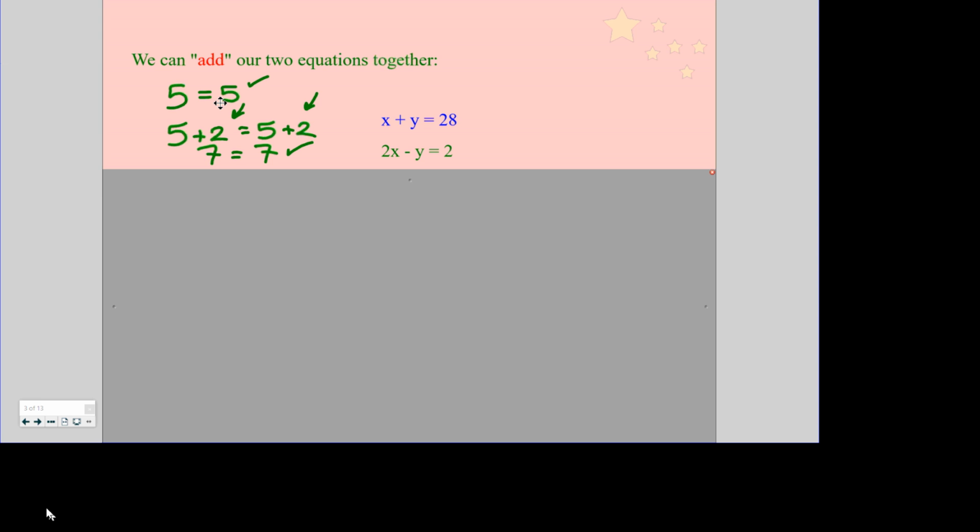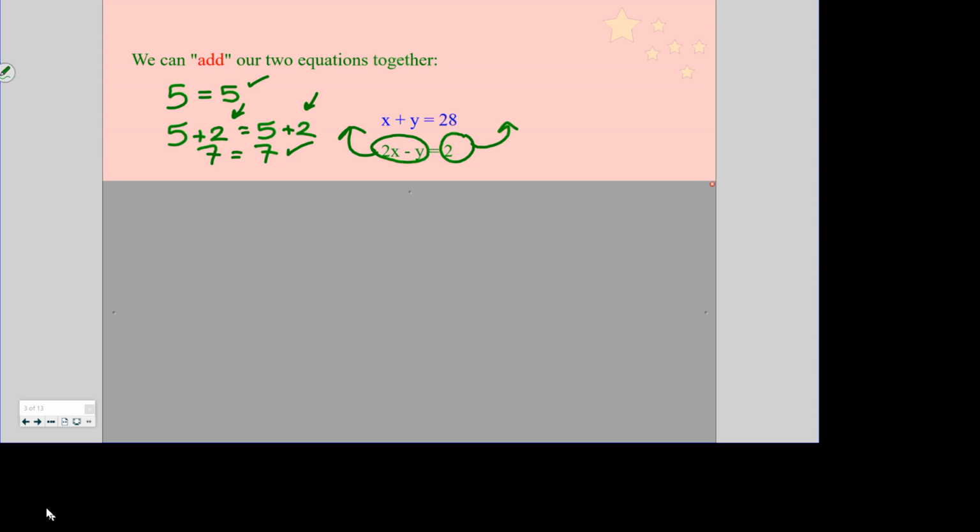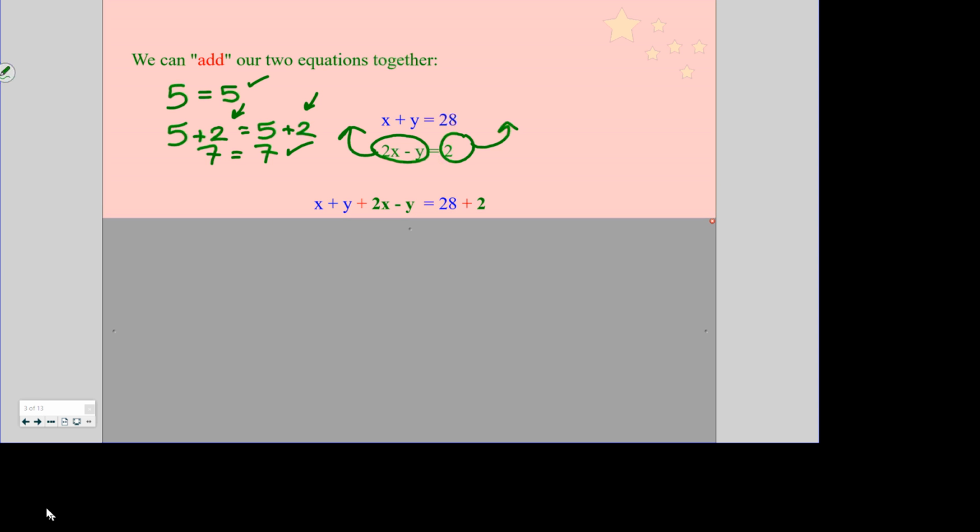And so in this problem, we have x plus y equals 28 and 2x minus y equals 2. To add these equations together, if I know that 2x minus y is equal to 2, then I can take the 2x minus y and add it to the left side of the top equation, as long as I take the 2 and add it to the right side of that same top equation, meaning I'm adding the same value to both sides of our equation. So this is how that might look.